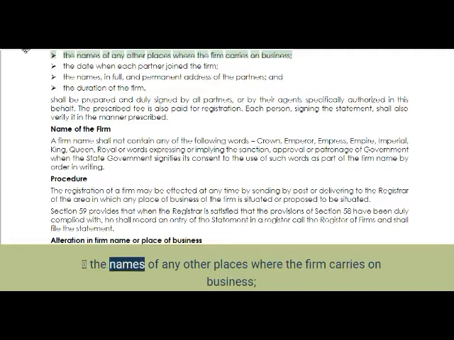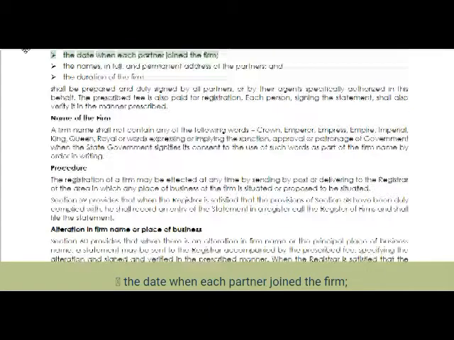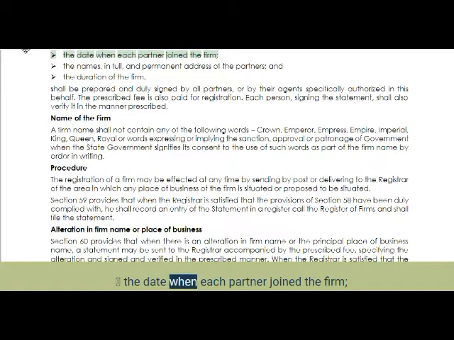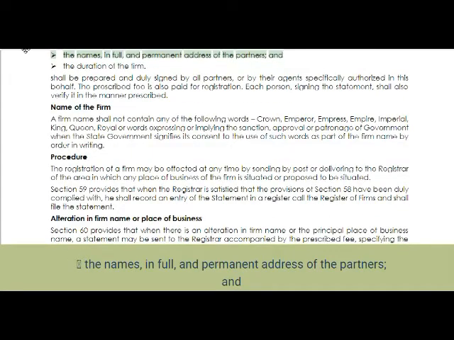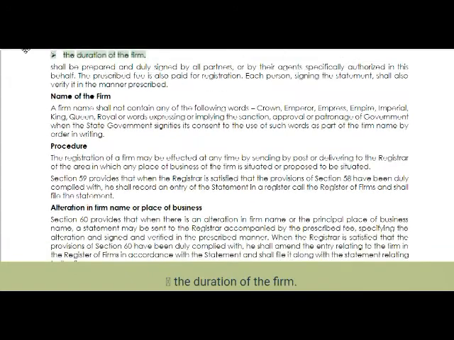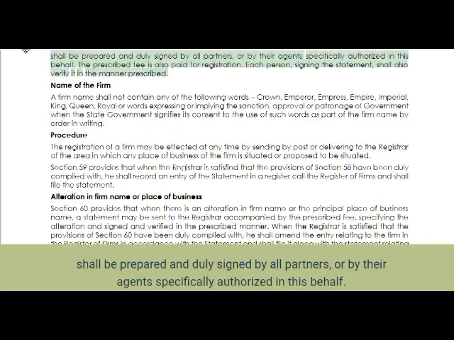Expulsion of a partner. Section 33 provides that a partner may not be expelled from a firm by any majority of the partners, save in the exercise, in good faith, of powers conferred by contract between the partners. The provisions of retired partners will be applicable to such an expelled partner.